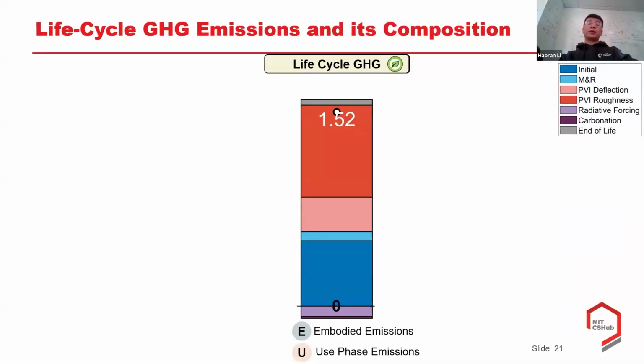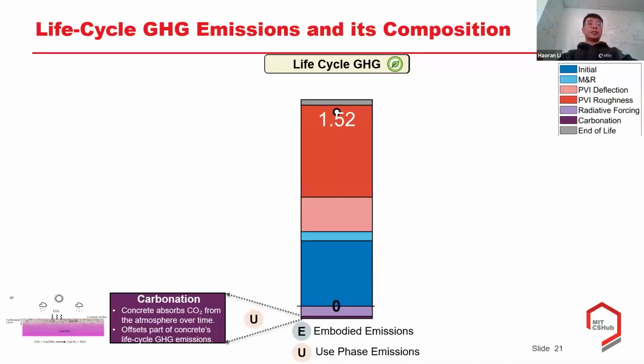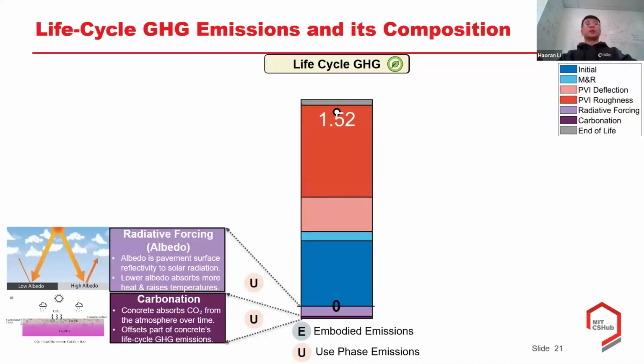So here I have a few case studies, but before that, I will just show what this bar plot is, what the components are for the LCA analysis. We have been including carbonation and albedo or radiative forcing. When the surface is darker, it absorbs more radiative forcing from the atmosphere, then the temperature rises, and when it's a more reflective surface, for example, the concrete pavement, it reflects more radiative forcing to the atmosphere, then it will make the temperature colder. Then those will be translated to greenhouse gas emissions as well. So those are the use phase. You can see use phase emissions.